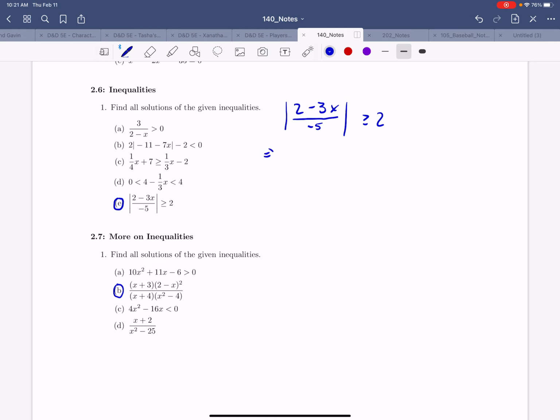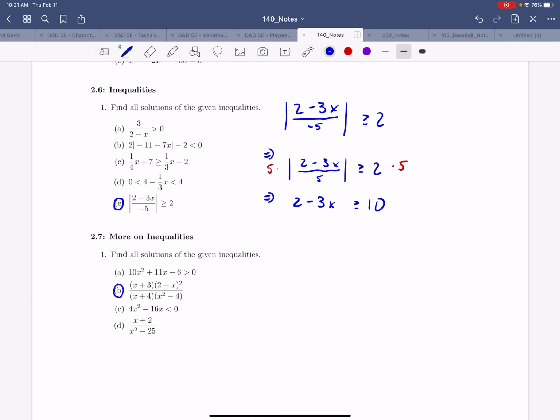So first off, one handy observation is to note that this is the same thing as just being over 5, because absolute values don't care about negatives, at least negative values by themselves. Absolute values don't care about multiplying by a factor of negative 1. Now what would be a good idea would be to multiply both sides by 5. So we're going to get 2 minus 3x greater than or equal to 10.